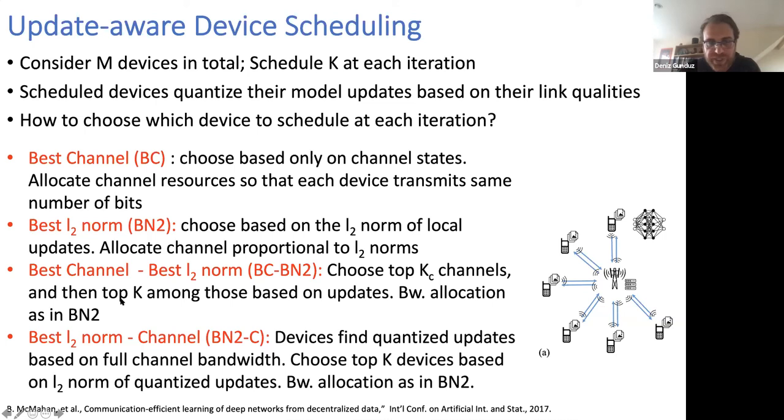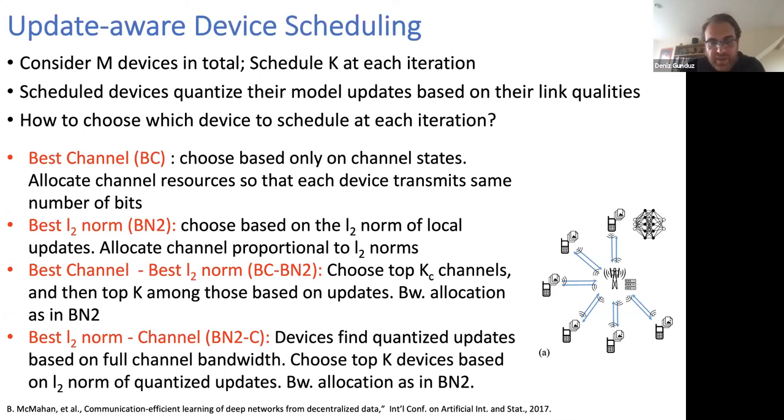The third approach is best channel, best L2 norm. So what we basically do is try to combine these two. We first choose the top KC based only on the channels. So basically this eliminates the users with the really bad channels. And then from those, we schedule the K best in terms of their L2 norms. And then when we get this, we still need to allocate the bandwidth. So we allocate the bandwidth such that everybody can transmit the same amount of information.